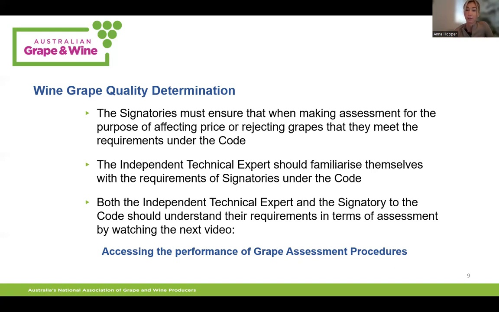For more information, there are webinars which will be updated and expanded upon in time that follow this episode. And as we refine the procedures, these will be developed and improved upon over time with the aim of being as objective as possible and incorporating any new science relating to the best practice methods for assessing grapes. So both the independent technical expert and the signatory to the code should understand their requirements in terms of assessment by watching this next set of videos, which will touch a little bit on industry endorsed standard procedures that have to be used by code signatories.